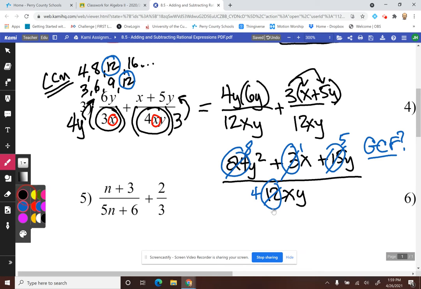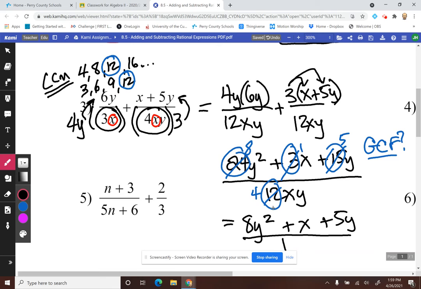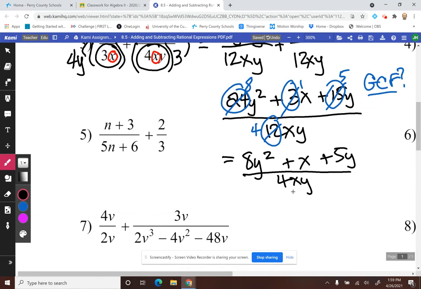So now let's rewrite our new problem, our new expression, simplified: 8y squared plus x plus 5y, all over 4xy. Okay, so that would be our final answer right there. So again, not very difficult. It's just like adding or subtracting fractions. It's just that you have to get common denominators even with variables, okay?